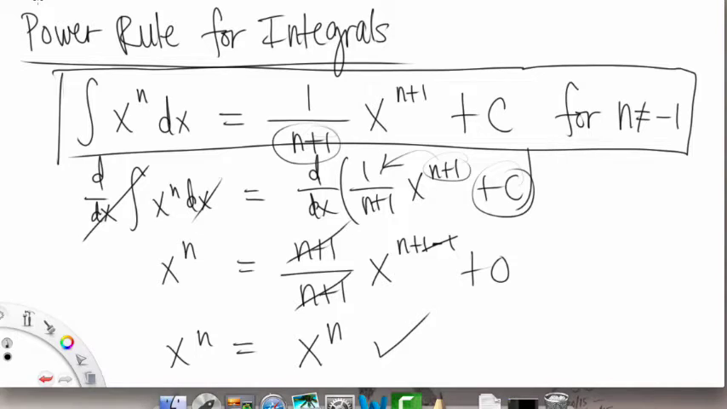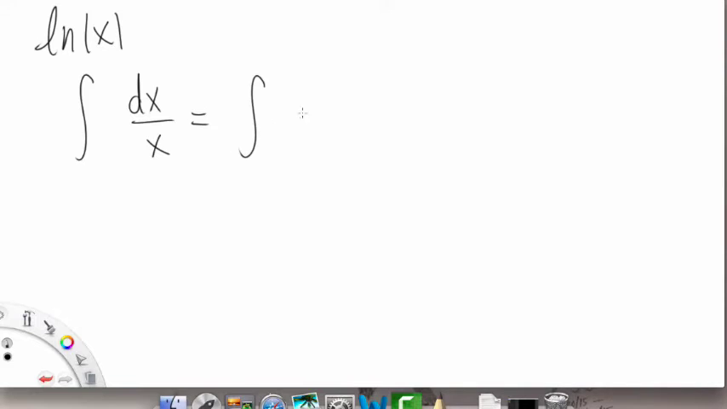Alright, so now let's explore another rule for integrals. So now we have the ln x rule. So this is a special one. This is when our n does equal negative 1. So let's say we're trying to take the integral of dx over x, also known as, we could just separate those, 1 over x times the dx.